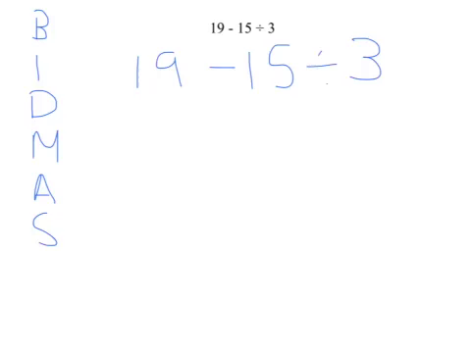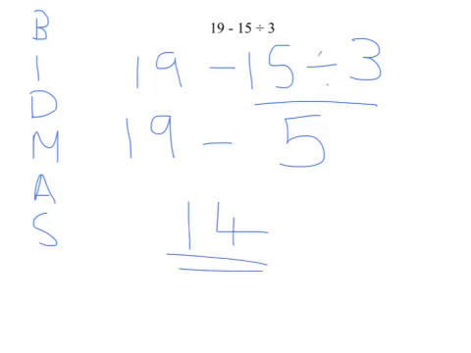Again, are there any brackets? Okay, no. Are there any indices? No. Is there a division? Yes, there is a division, so that's what I have to do first. Underline the division. 15 divided by 3. What's not on the shelf falls down. The 19 and the takeaway symbol fall down. 15 divided by 3 is 5. I've got a nice easy question. 19 take away 5, 14. No equal signs. Move down the page. Next page.